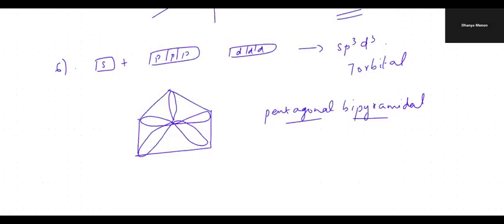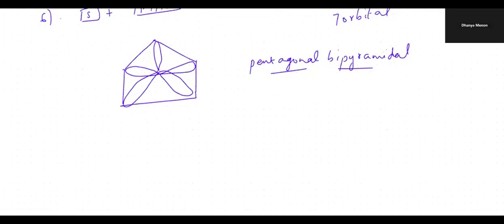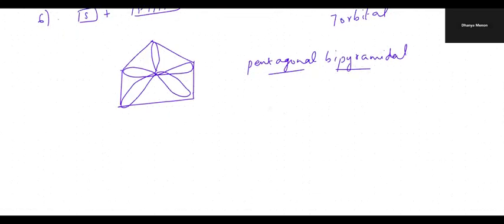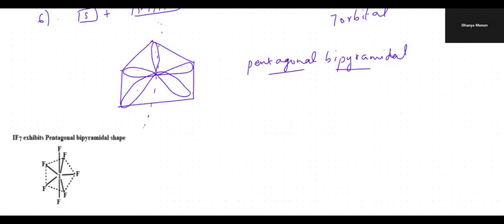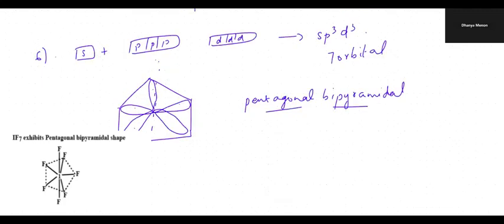Okay, so pentagonal means 5 sides and bipyramidal means one is above and one is below the plane. So 1, 2, 3, 4, 5, and one above and one below the plane. So that makes it 7 hybrid orbitals. I hope it is clear till here. Pentagonal bipyramidal, right?